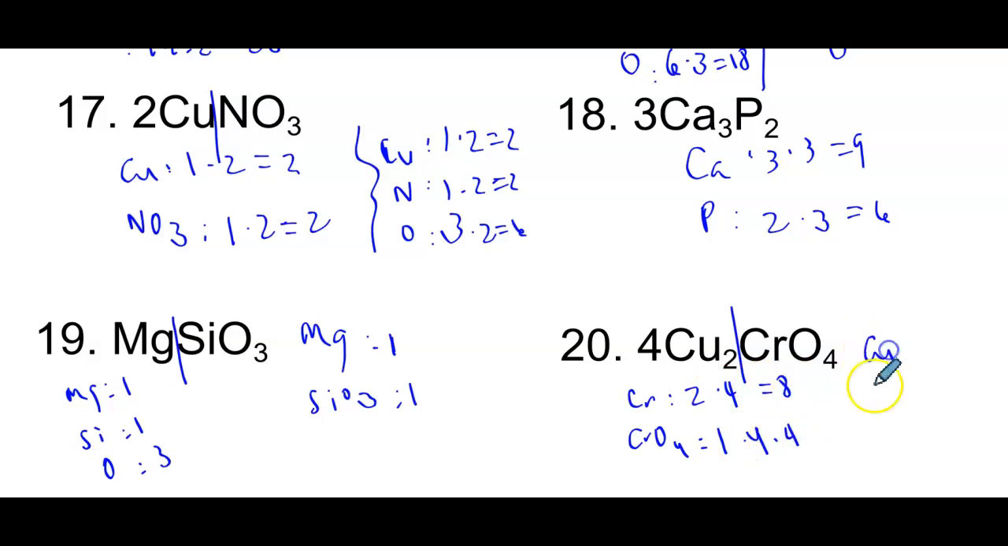If I were to break this down into individual atoms, sometimes that's necessary, the base is 2, 1, and 4, times 4, times 4, times 4. So this is 8, this is 4, and this is 16. Sorry, that's hard to read.